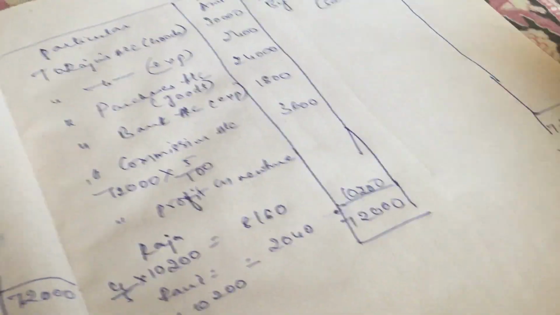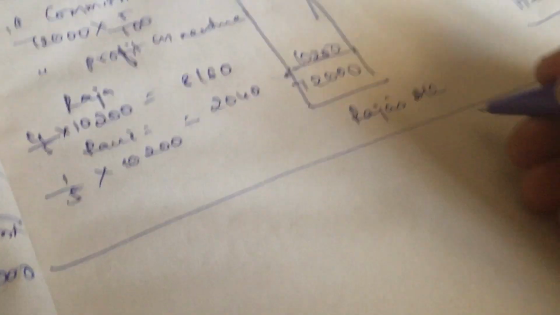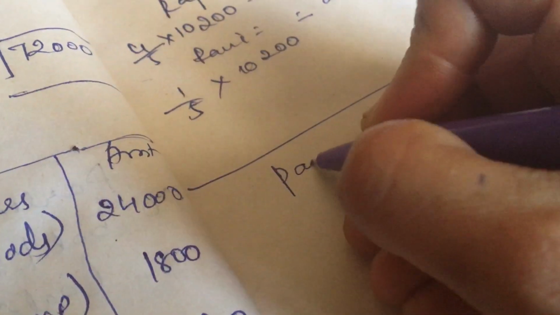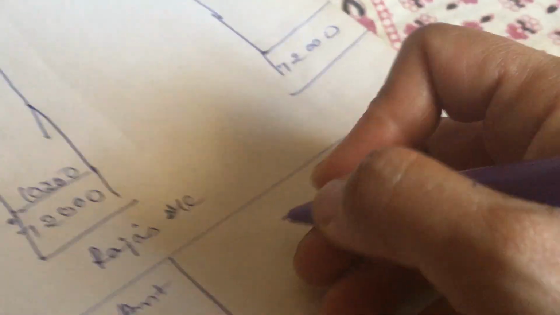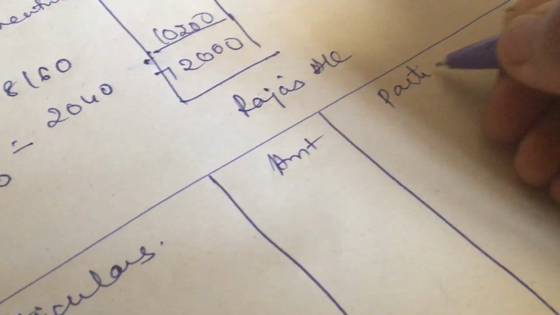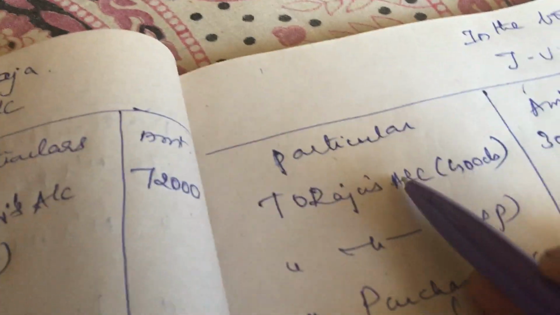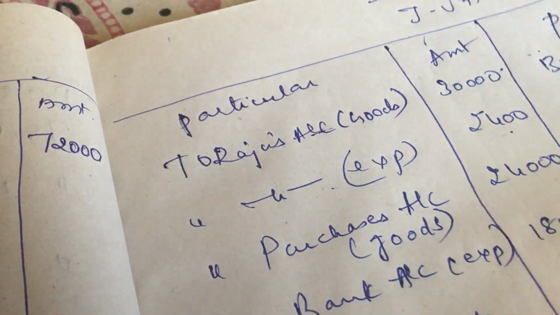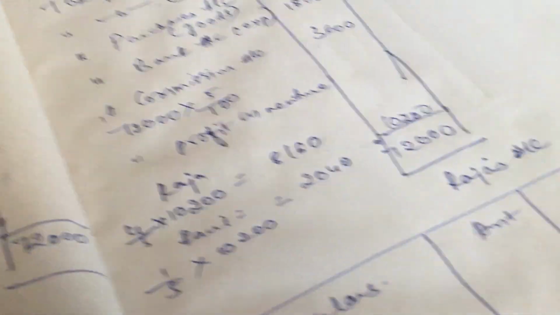Now in the books of Rani, you have to prepare Raja's account. Particulars, amount, particulars, amount. What are the things you have to take here? Raja's goods supplied, expenses paid, and share in profits 8,160. These three things you have to take.